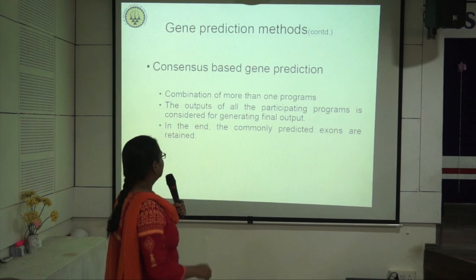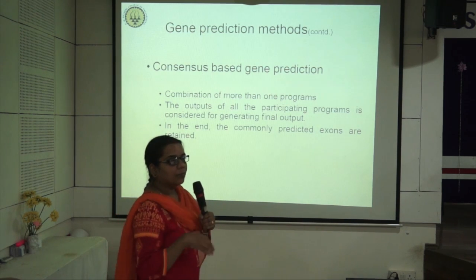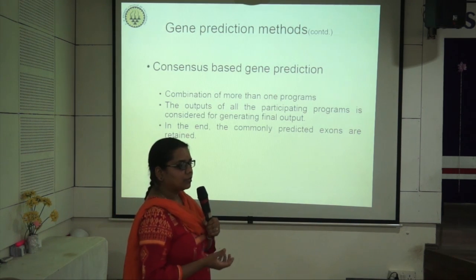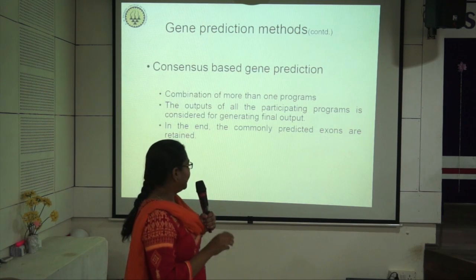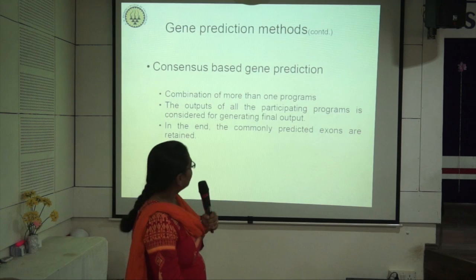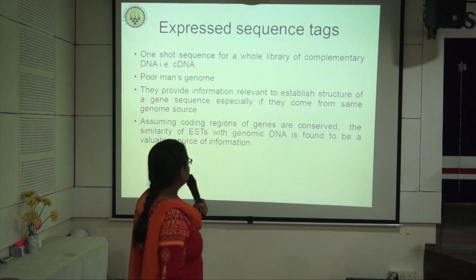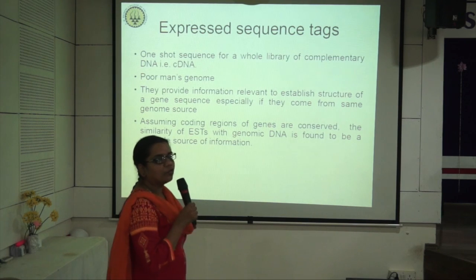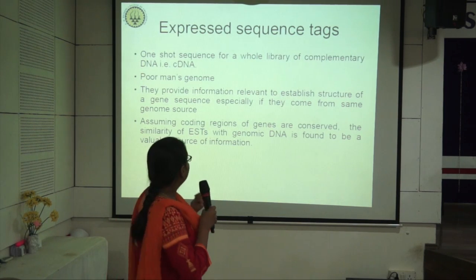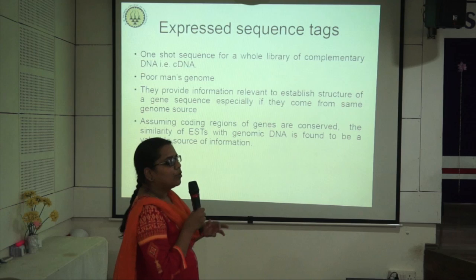Consensus based gene prediction is going to perform a number of programs together, and the combined approach will fetch us the predicted exons and retain them. Now, expressed sequence tags are a one-shot sequence for the whole library of complementary DNA, or cDNA. So it is called the Poor Man's genome.